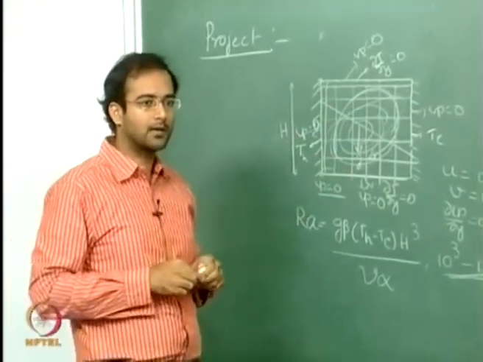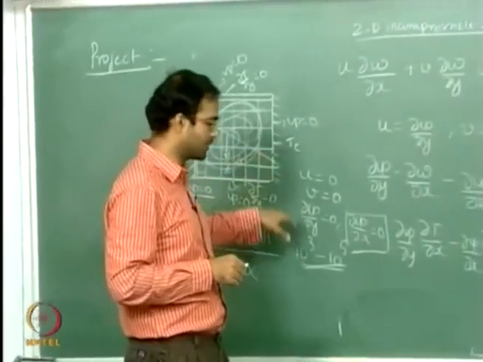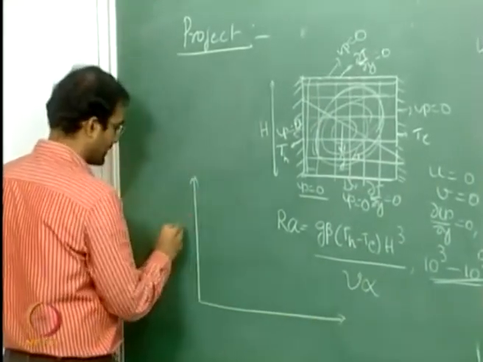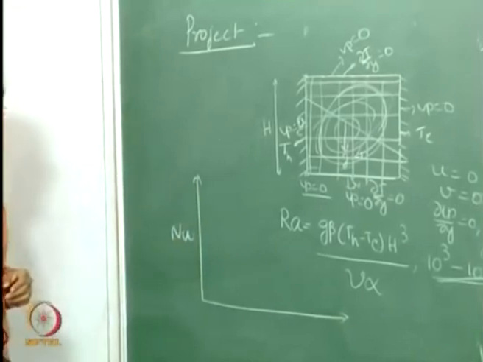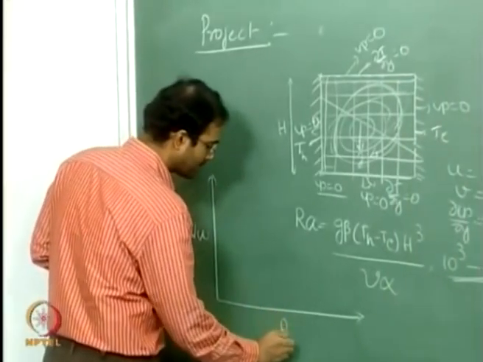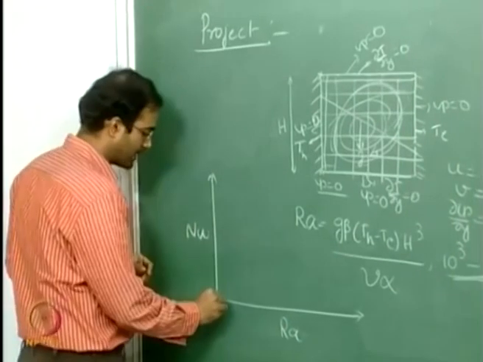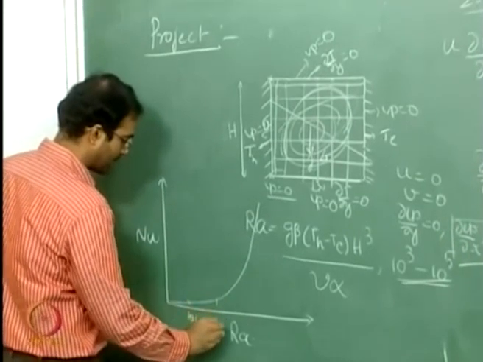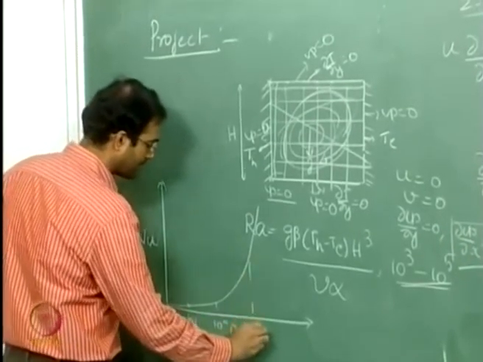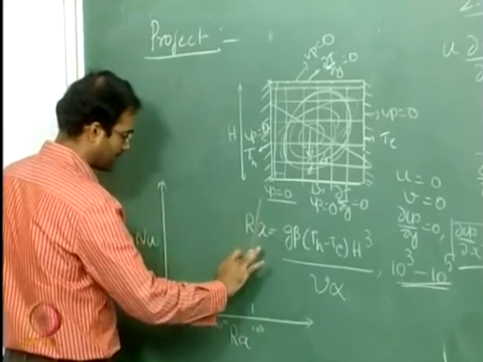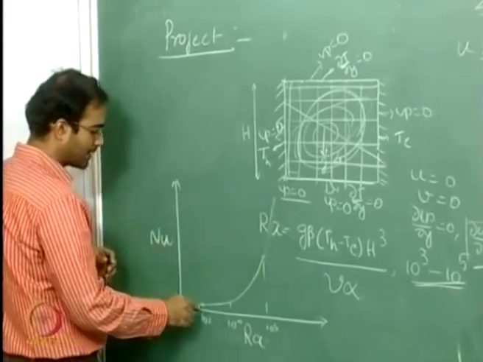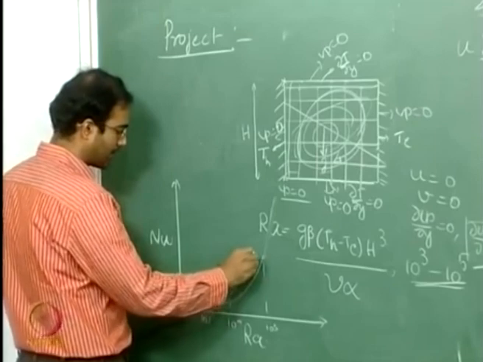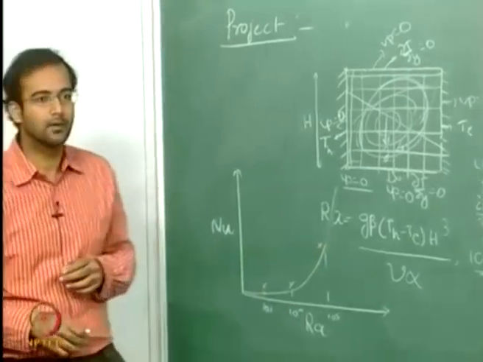Already in the document for 10 power 3 I think he has given the streamlines, and also for 10 power 4, and you should also plot the Nusselt number that you get, okay, as a function of the Rayleigh number. I think in the document he has also given that you start with say 10 power 3 and then say 10 power 4, 10 power 5, and then you can stop with 10 power 5, just a representative, and you can see the computed values which he has given there and your computations. You compare both of them on the same plot for Nusselt number.